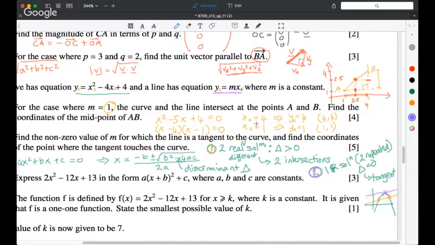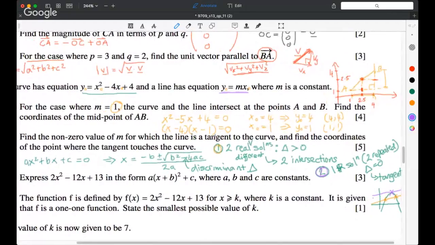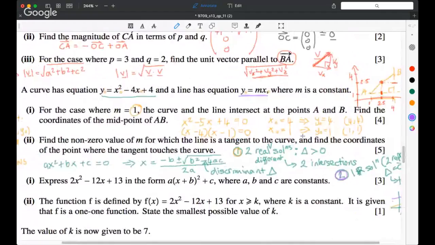So they're asking us to find a non-zero value of m for which the line is tangent to the curve, and then to find the coordinates of that. Well, for this, you're going to need to use the formula because you don't have a value of m, so you can't do any easy factorization. So you plug all of that in from the formula.